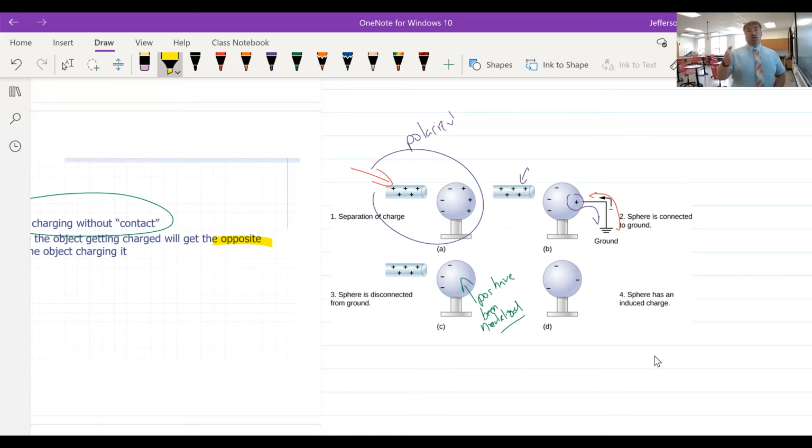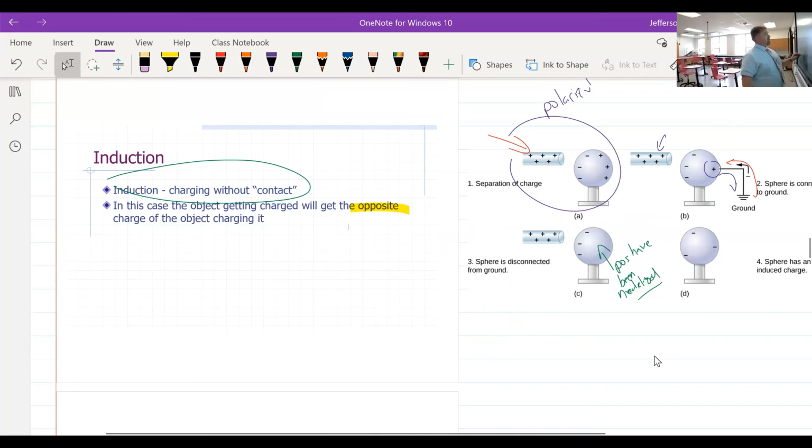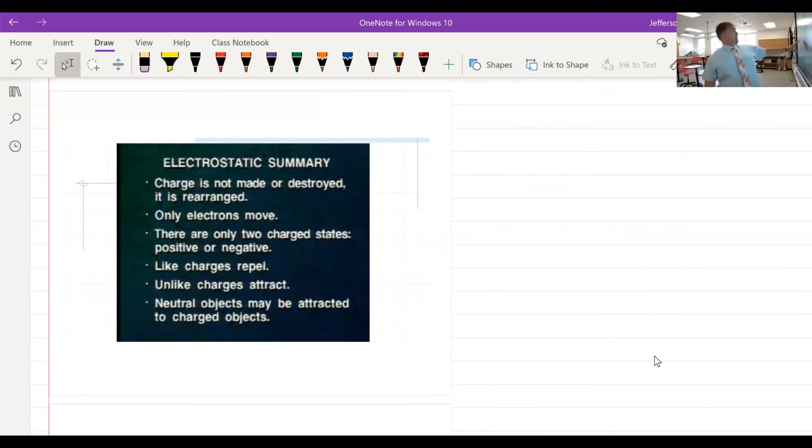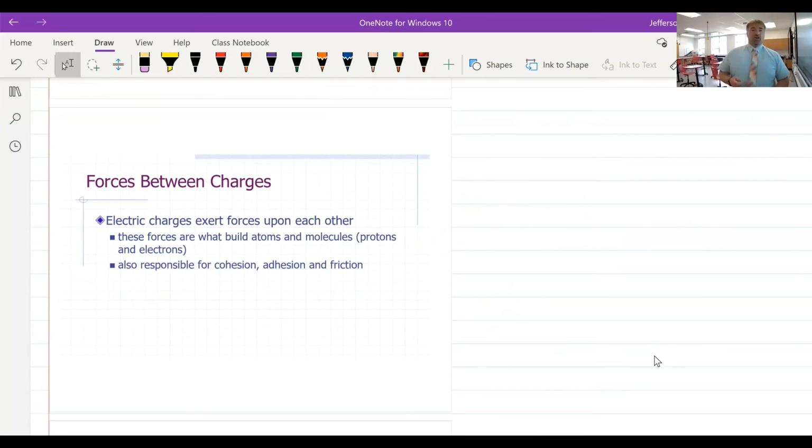Also, we will do a lab. If you're in here, we will do a lab where you are going to do this yourself as well. Okay? So that's induction. Basically, everything you have to know about electrostatics is summarized here. Okay, so take a look at this. If you know this, you're going to be solid on electrostatics. Now, we said at the beginning of this lecture that we're going to talk about the forces. We know that charges exert forces on each other.